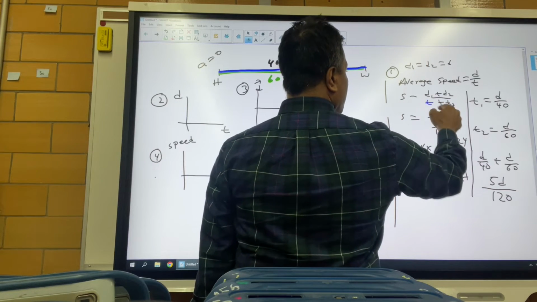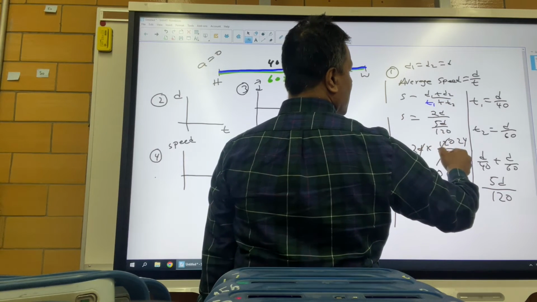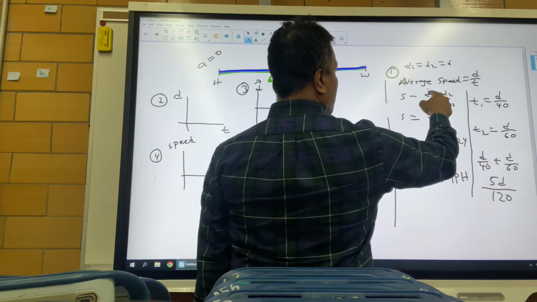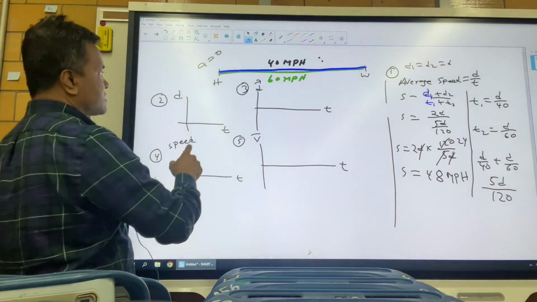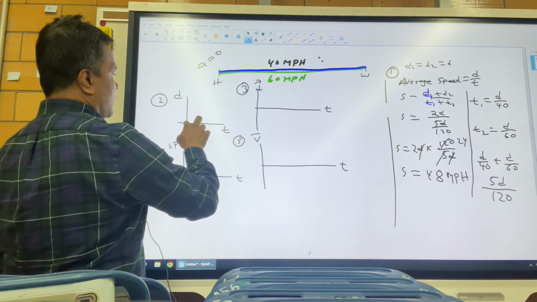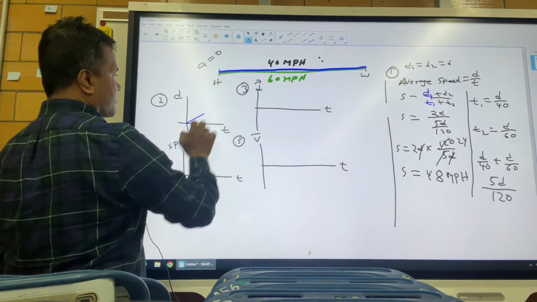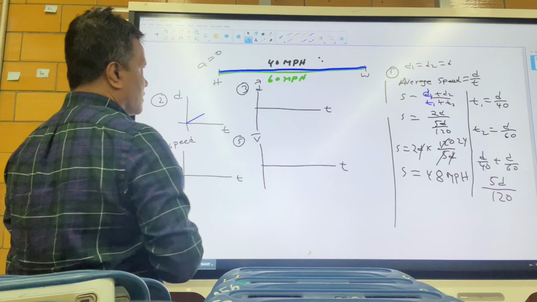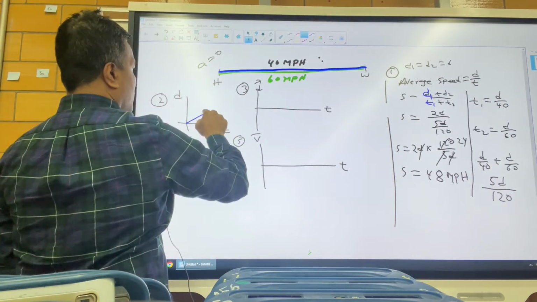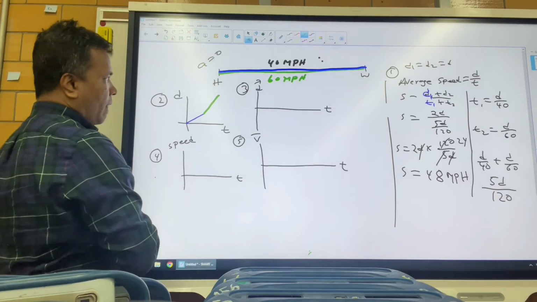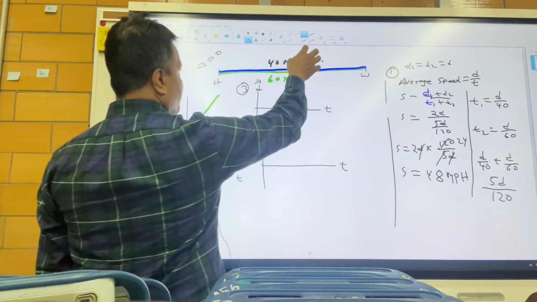So T1 is the blue, and D1 is also the blue. Okay. All right. So now distance. This is going to be the home to work, and this is going to be the work to home. Okay. And displacement.